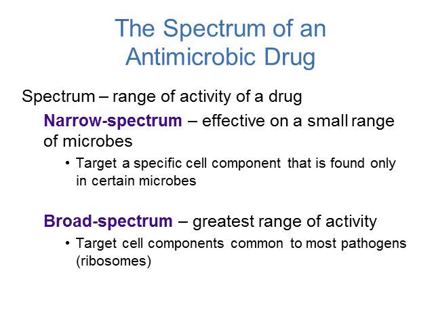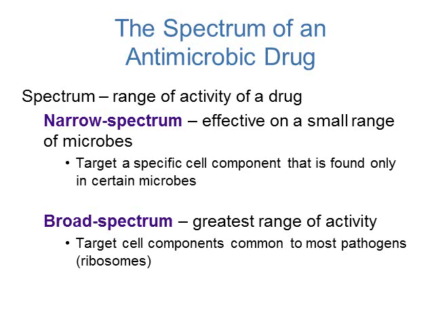So there are different spectrums of antimicrobial drugs. And hopefully you picked up on these terms in the last chapter. But a spectrum is just the range of activity of a drug. So some drugs are narrow spectrum. So they're effective on a small range of microorganisms. So we can have gram-positive drugs, gram-negative drugs. Those are both narrow spectrum drugs.